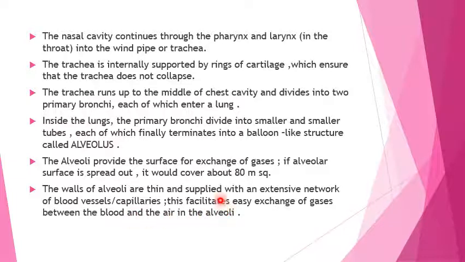So all these features are covered by the alveoli because they have a wide, increased surface area, and they are thin. The walls of the alveoli are thin, supplied with an extensive network of blood vessels or capillaries, and this facilitates the easy exchange of the gases, that is O2 and CO2, between the blood and the air in the alveoli. So alveoli is considered the functional unit of the lung through which the exchange of gases takes place.